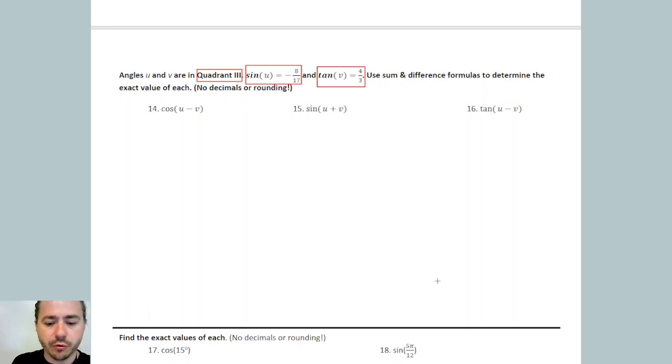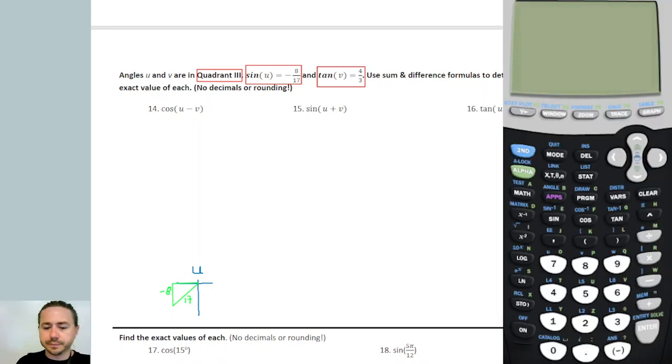Gosh, I wish I had a little bit more room here. I guess I'll squeeze it in down here if I can. So for u, well, try to make that look like a u. We're in quadrant 3. So my triangle's going to look something like this. Since sine of u is negative 8 over 17, I'm going to label the opposite side as negative 8. Hypotenuse is 17. I'll use the Pythagorean theorem to find that missing side. So let's pull up the calculator and do that real quick.